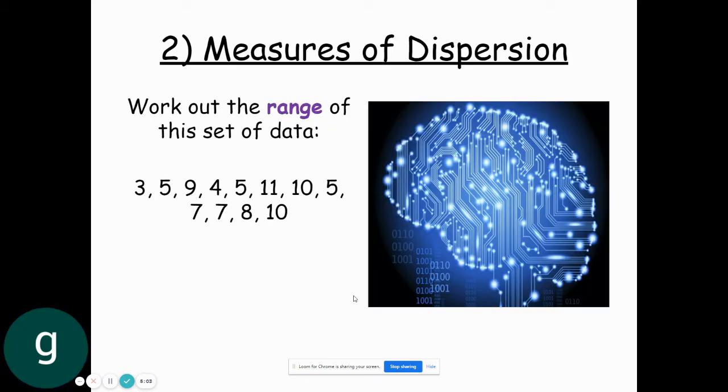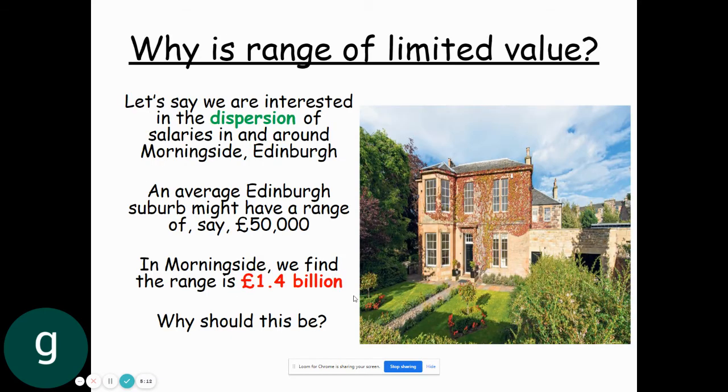So working out the range of these numbers, it looks like the lowest number is 3 and the highest number is 11. So your range is 8. Good. What is range of limited value?